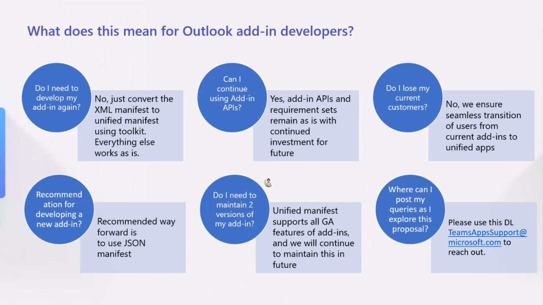And this is something that we are making sure at our end, that whatever GA features that are there in XML are also there in the JSON manifest. So it's not something new that you'll come to JSON and then you lose a bunch of features. Whatever is GA in XML, you will have it in JSON as well. So there's feature parity between the two manifests.